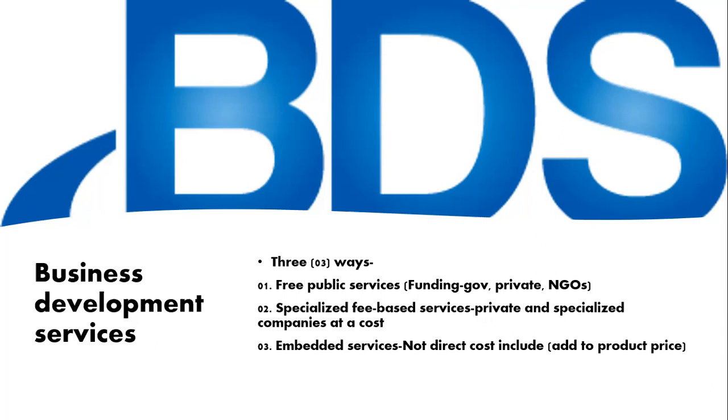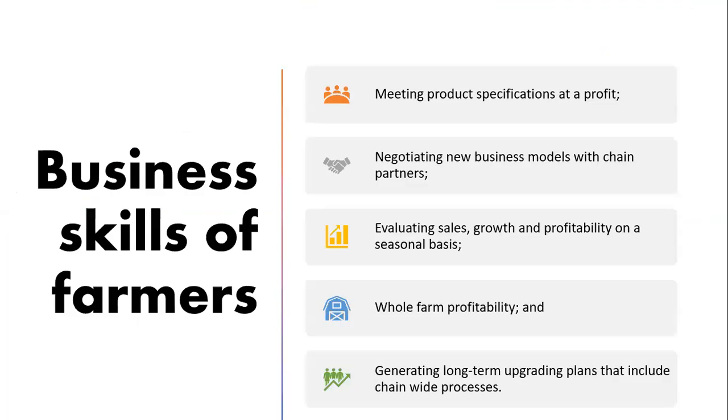With embedded services, maybe the consumer, or maybe another partner or stakeholder in the value chain, has to pay that BDS cost, right? These are the main three types: public service or free service, paid service, and indirect costing. These are the three types of business services.